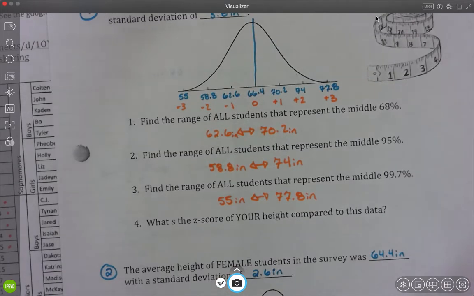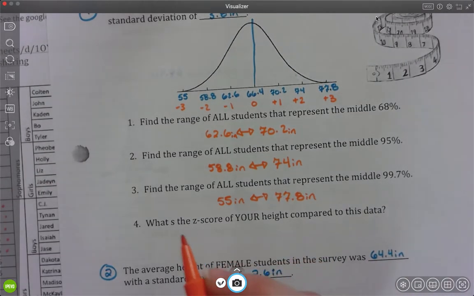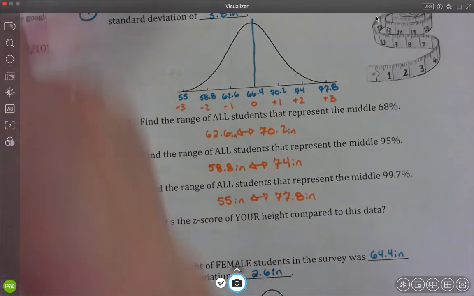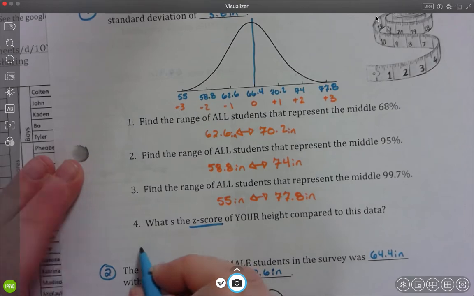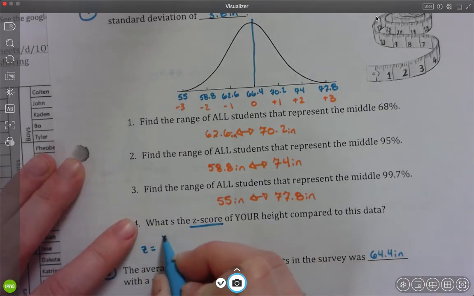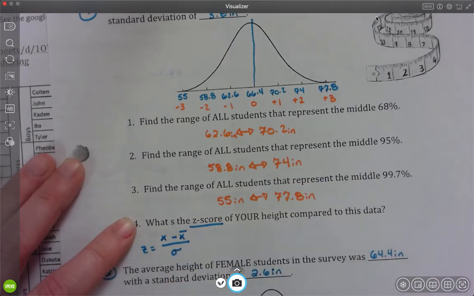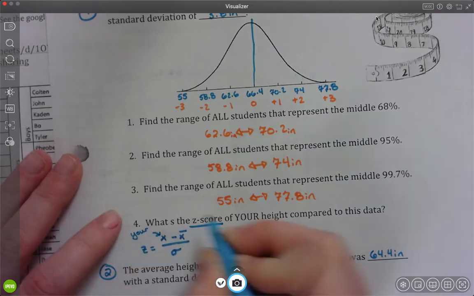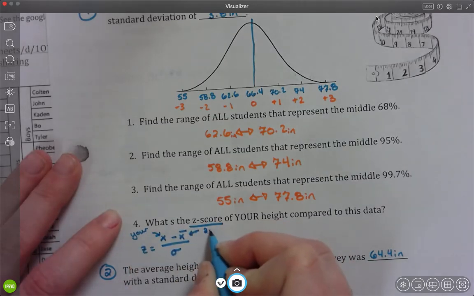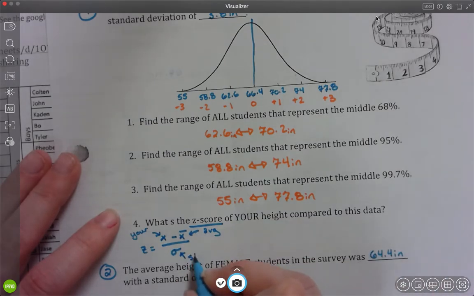Okay, now, what is the z-score of your height compared to this data? I'm going to do my height, you do your height, so don't use my same number. When we're doing z-score, we do x minus x bar divided by the standard deviation. Now x is going to be your height. X bar is the average, and the standard deviation is what the standard deviation is.